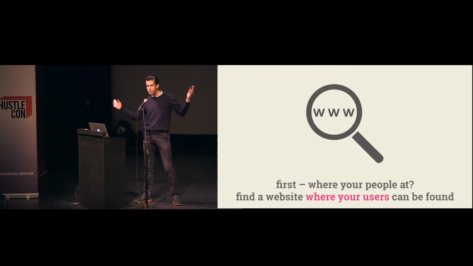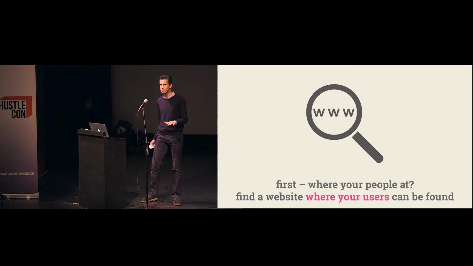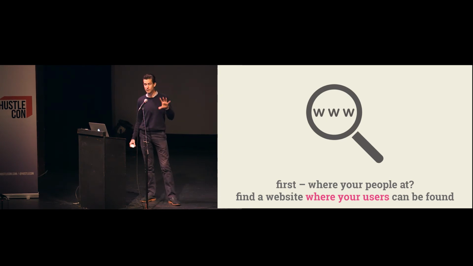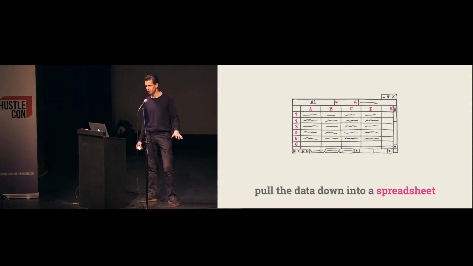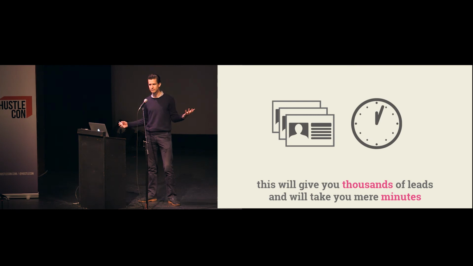First, where are your people at? Find a website where your users are. Find a website where your users can be found. Then build an API to that website using ImportIO, naturally, and extract as much data about every lead as you can. Pull the data down into a spreadsheet, which will give you thousands of leads. It will take a matter of minutes.